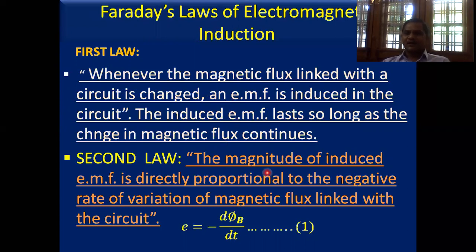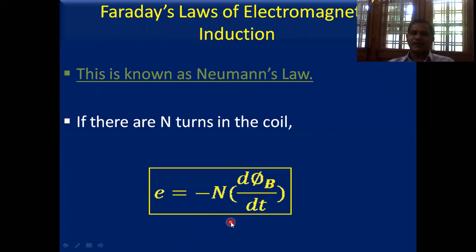The second law talks about the magnitude of induced EMF. The magnitude of induced electromotive force is directly proportional to the negative rate of change of magnetic flux. That is, mathematically, we express it as E equal to minus d phi by dt, where phi is the magnetic flux. Okay, the magnitude of induced EMF is directly proportional to the negative rate of change of magnetic flux with the circuit. So E equal to minus d phi by dt. This is also known as Neumann's law.